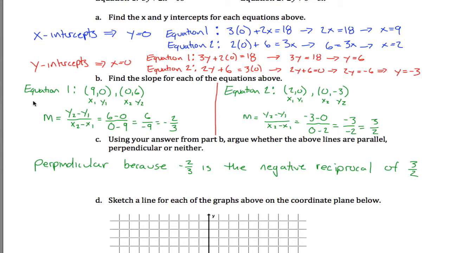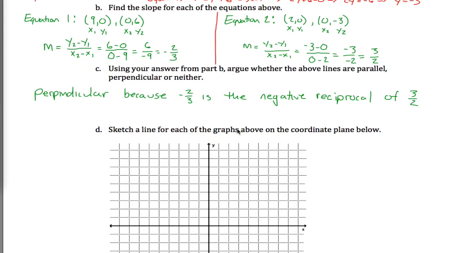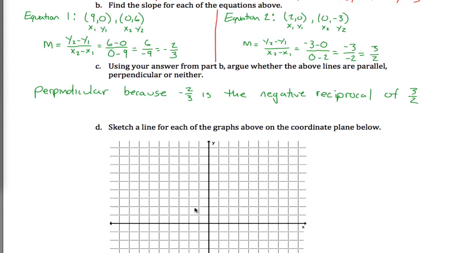All right, I guess finally we want to sketch these two lines. All right, let's first sketch equation 1. So equation 1, we know that when x equals 9, y equals 0. 1, 2, 3, 4, 5, 6, 7, 8, 9. Barely fits on my graph here. So here is my x-intercept for equation 1, and my y-intercept is up here at 6. Could even label these points. This guy is 0, 6, and this guy out here is 9, 0.